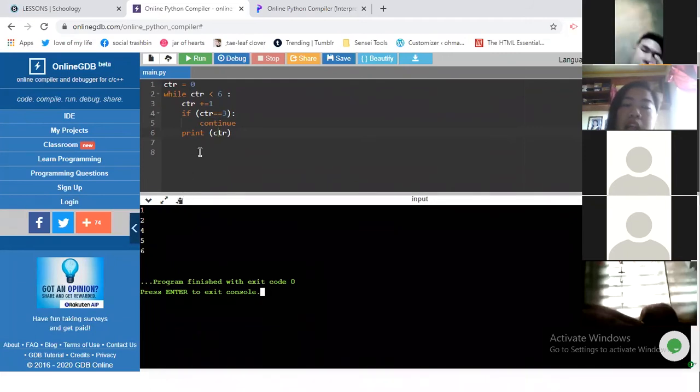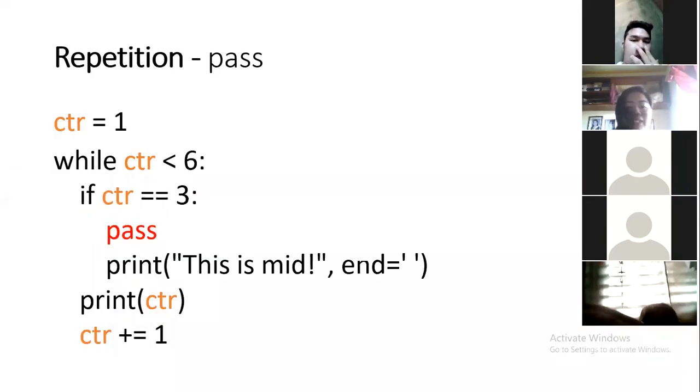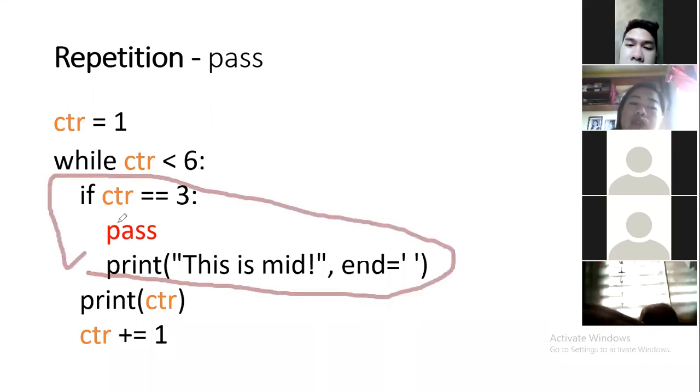So, kung sa break, hinahati niya totally or ni-stop niya totally yung looping, sa continue, may in-skip siya na 1 line. And then we have pass. Sa pass, ang ginagawa nito ay naglalagay tayo ng additional instruction kapag nag-true yung condition natin. Okay? Normally, ang gusto niyang i-print is 1, 2, 3, 4, 5.